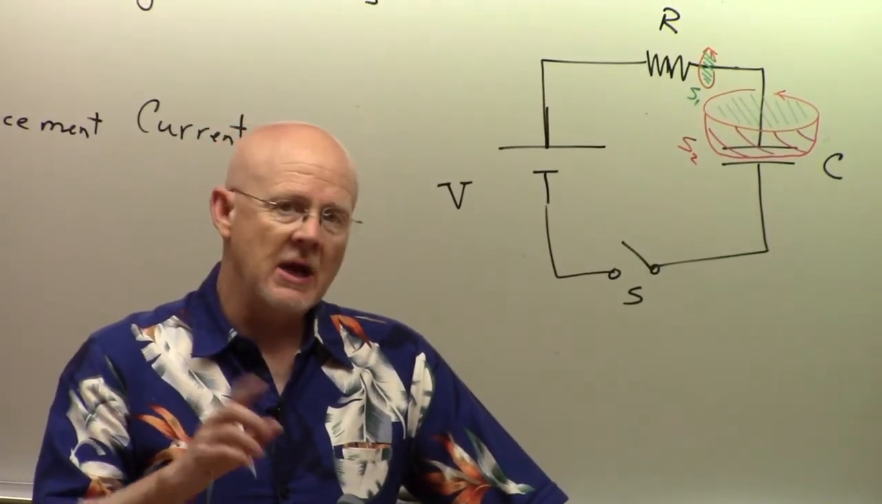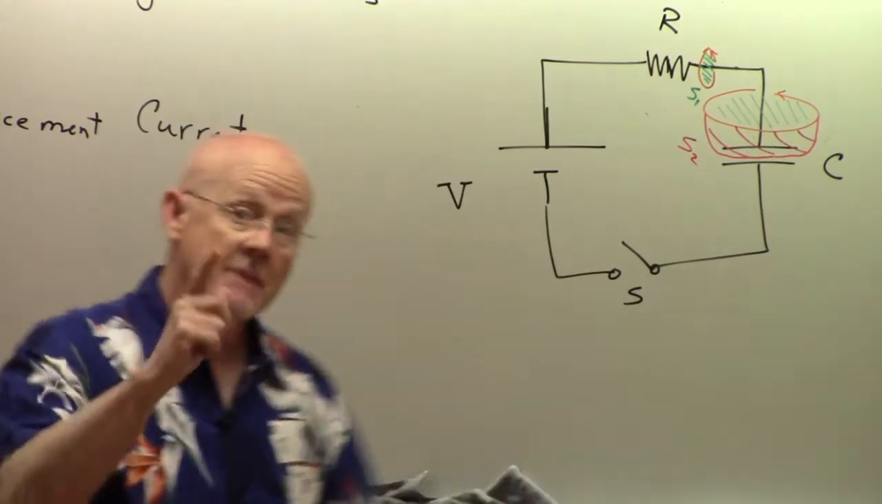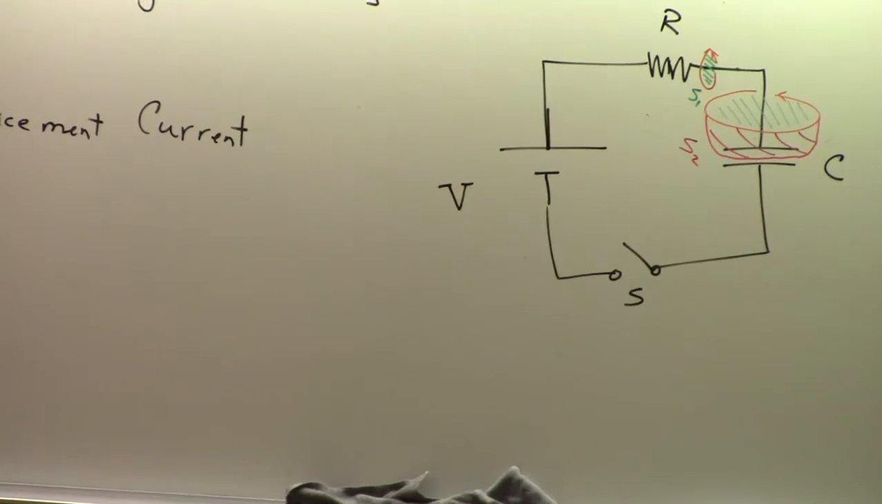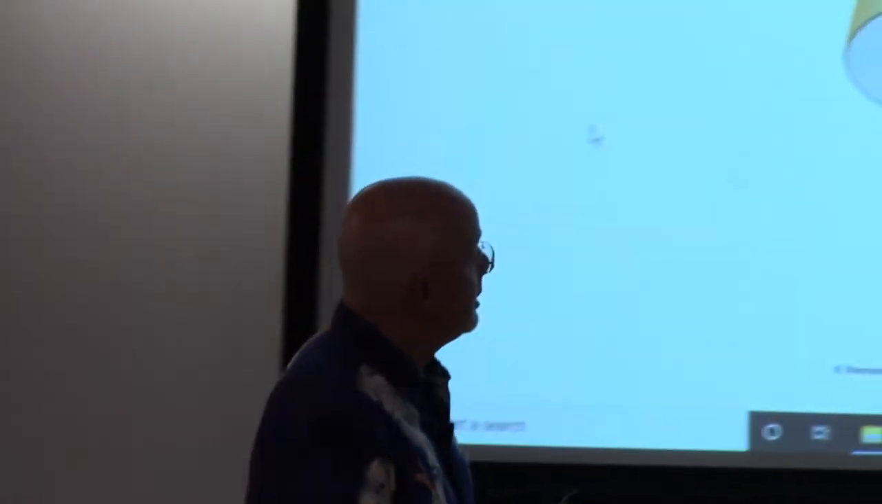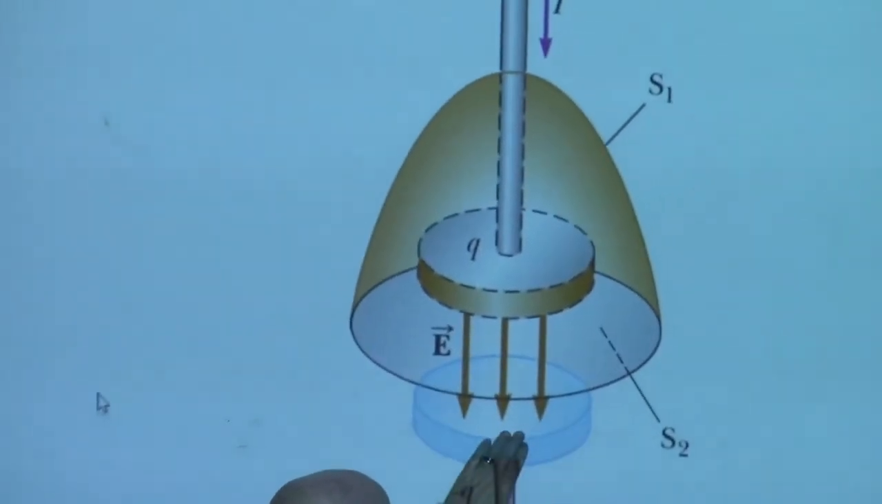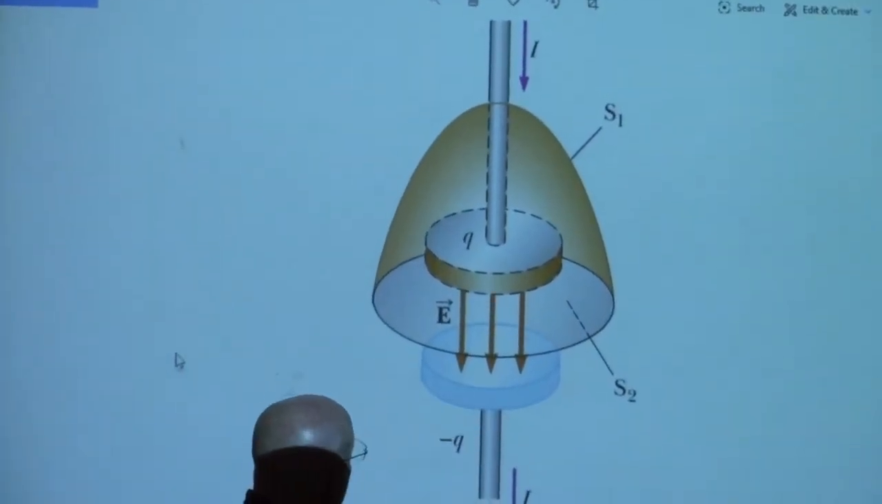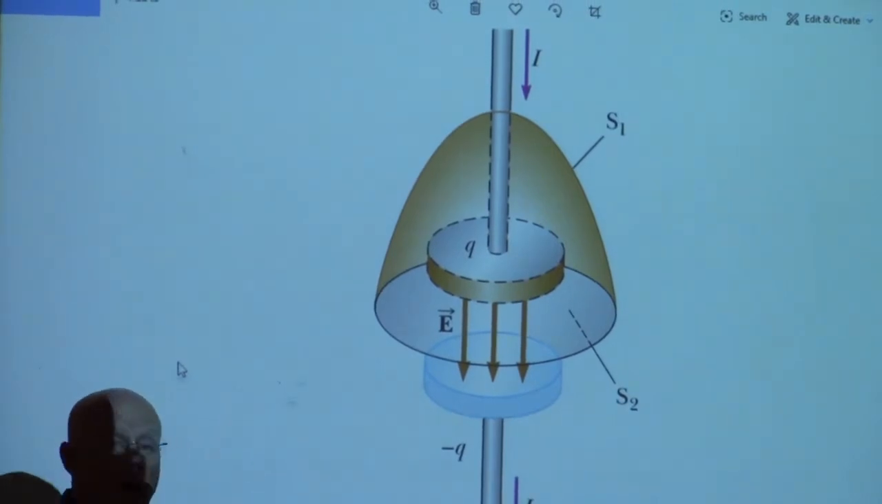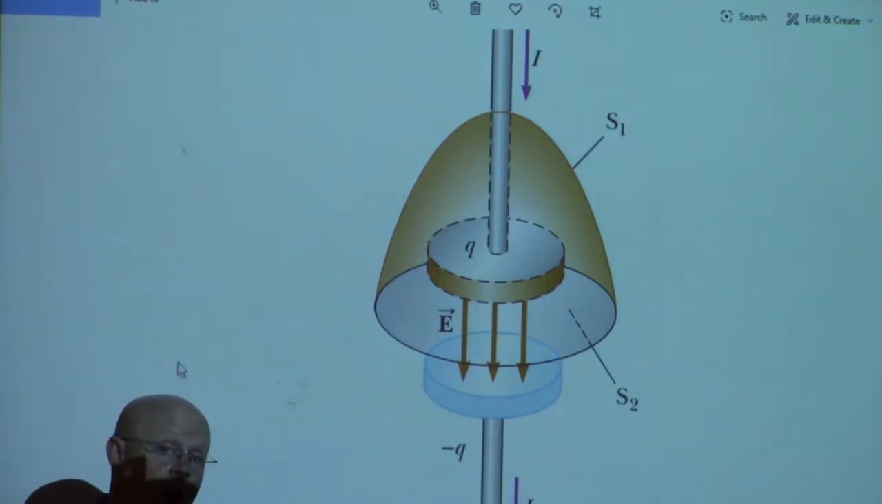Well, this got Maxwell thinking. Let's come back to the picture. Maybe there's a symmetry in nature. Nature has a lot of symmetries. We saw that earlier when we asked what's a motor versus a generator, and they really were the same physics, but in reverse. So he thinks there's a symmetry here. He says, if you look at surface number two, there is an electric field, and that electric field is changing while there is current.